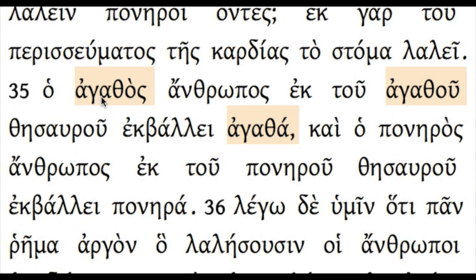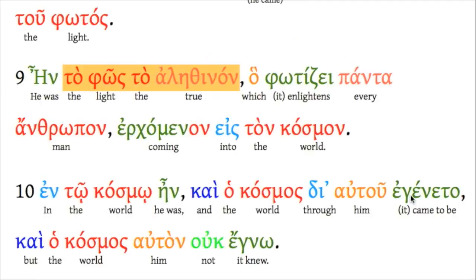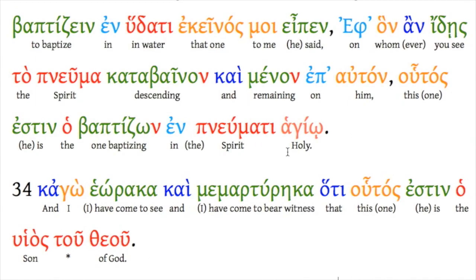But these are just easy examples of attributive adjectives. Again, they're attributing some quality to a noun. In your color-coded text, here's a great example of an attributive adjective. He was the light, the true. Okay, the true light, right? Which enlightens every man. To phos to alethinon. There's that pattern.